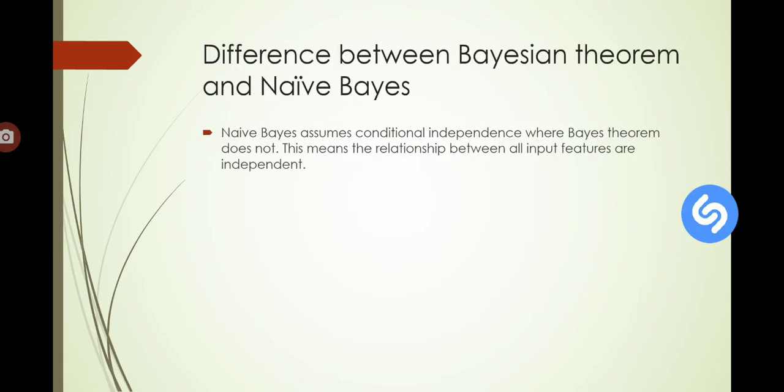Difference between Bayesian theorem and naive Bayes. Naive Bayes assumes conditional independence where Bayes' theorem does not. This means the relationship between all input features are independent.